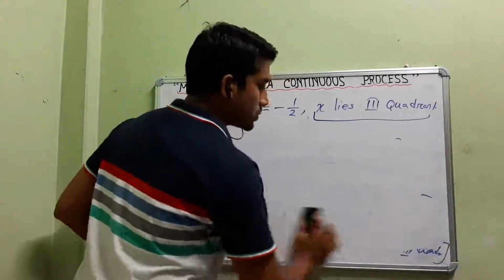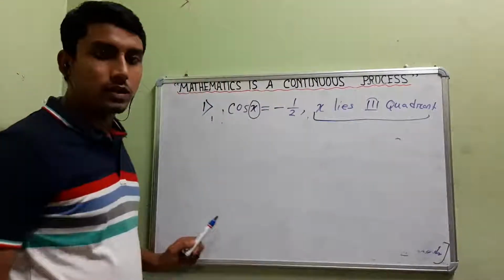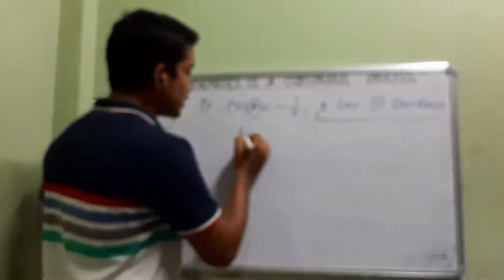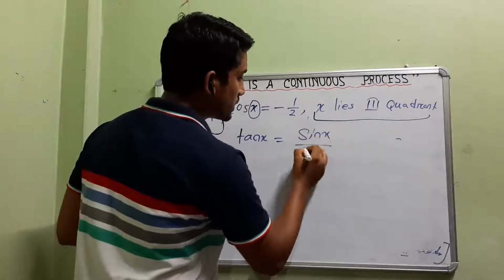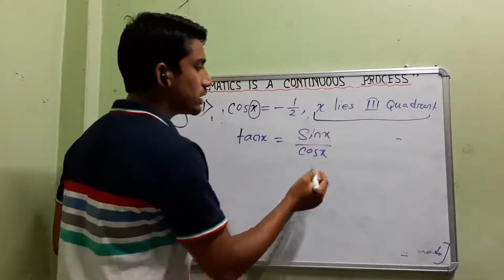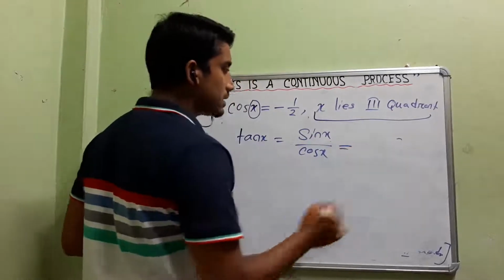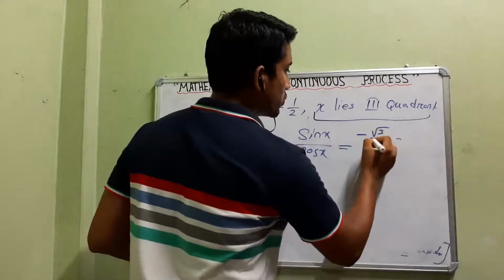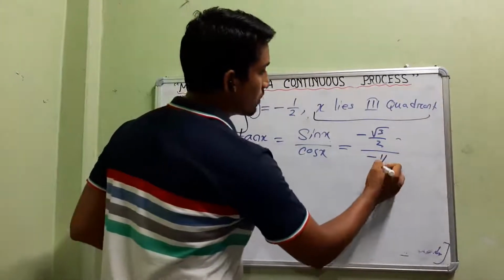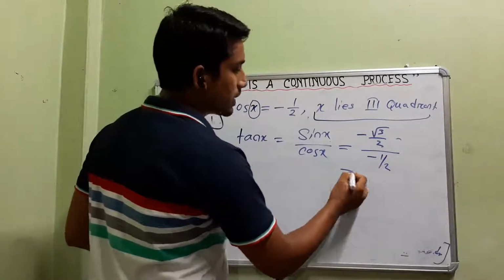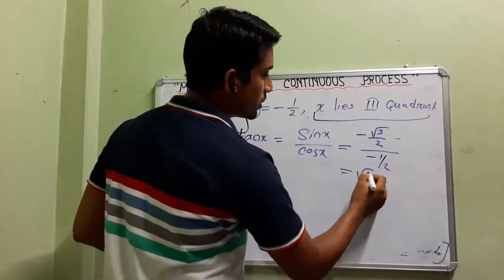Okay, so as we know about sin x and cos x, now what will be tan x? Tell me. We know tan x is equal to sin x by cos x, isn't it? This is tan x. Now you have already calculated the value of sin x: minus root 3 by 2, divided by cos x, already given, minus 1 by 2. So minus minus cancel, this 2 cancel. So what we are getting, root 3.